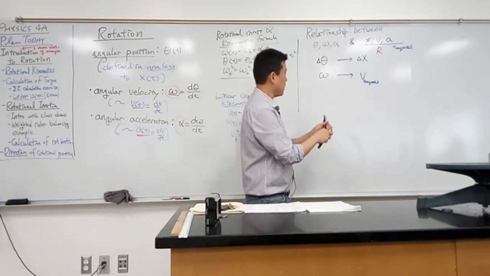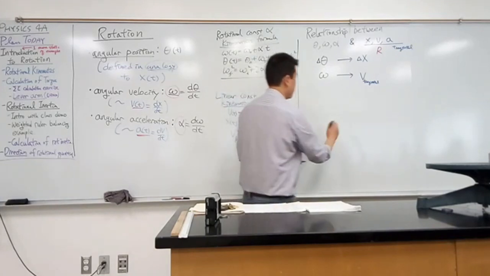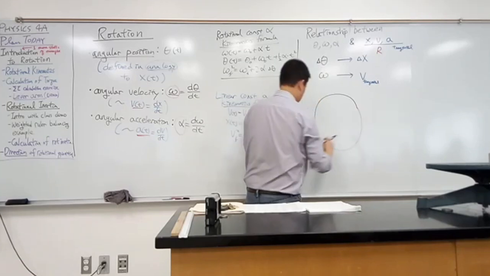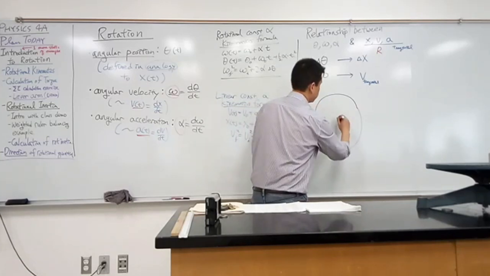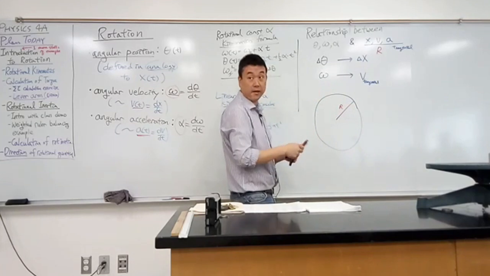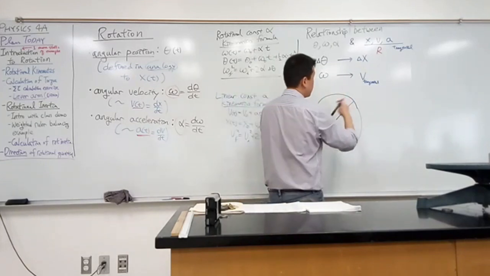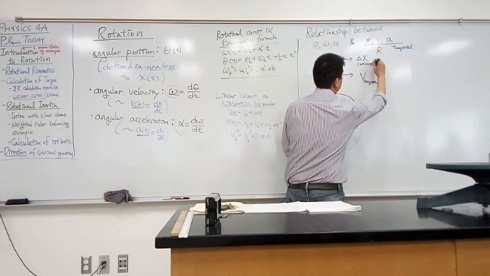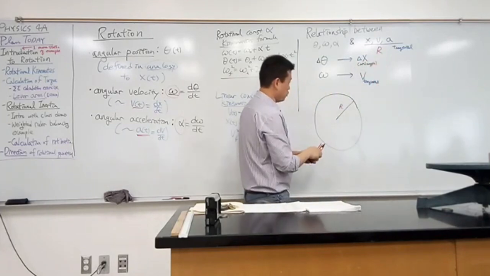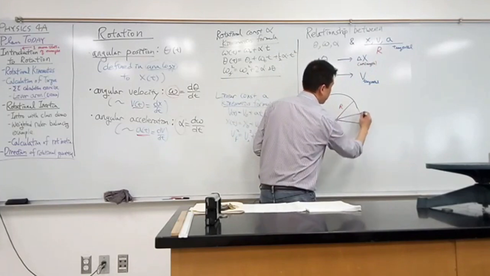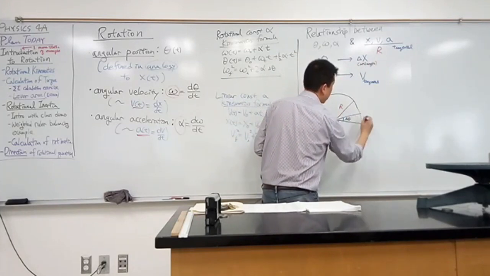Let me draw a picture to help us imagine what this looks like. This is my circle of radius r. And yes, someone was saying arc length, right? So what this delta x is, it is arc length. So it comes down to the question of, all right, you know the radius r, and let's say for this particular arc, you know the angle here, delta theta. How do you express this arc length?